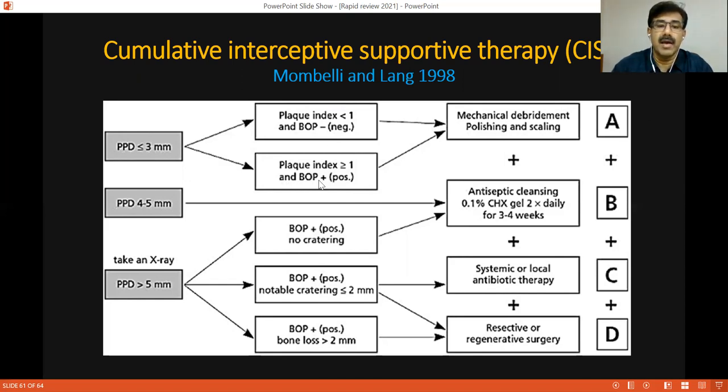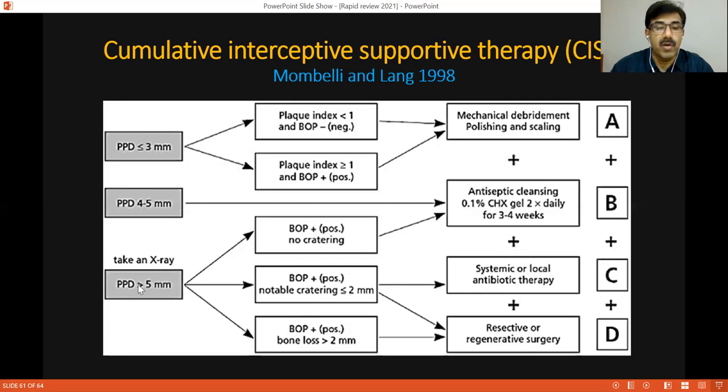Now, if you have slight bleeding on probing, that's the same thing. Then if you have a pocket depth of about 4 to 5 millimeters, now this was an old protocol, but this has to be modified slightly as per the new criteria on which you base your probing depth. In case you have a deeper sulcus, if you find that your pocket depth is increasing, then along with this, you can give an antiseptic cleaning, and the recommended treatment is chlorhexidine gel twice daily for about 3 to 4 weeks. And this is protocol B. So in case of increasing pocket depth, you give regular treatment, that is A. So A plus B, you can combine.